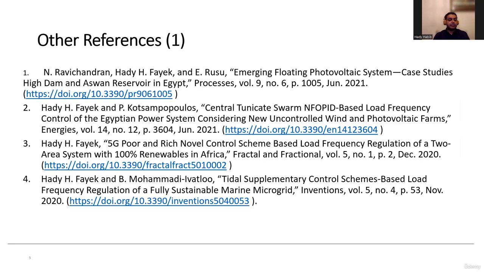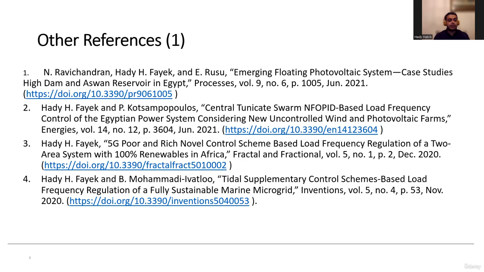Those are our references. Most of them are my research papers. The first paper is Emerging Floating Photovoltaic Systems, case study, High Dam Aswan Reservoir in Egypt. It was published in 2021. The second paper is Central Tonic Swarm in FOPID based load frequency control of Egyptian power system, considering new uncontrolled wind and photovoltaic farms, which is published in Energies, also in 2021.